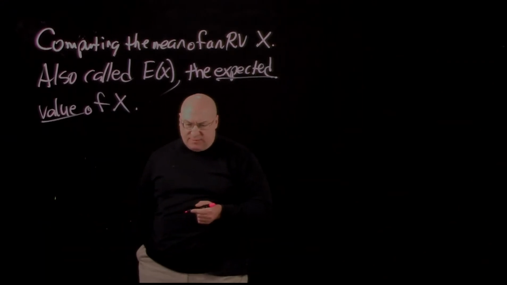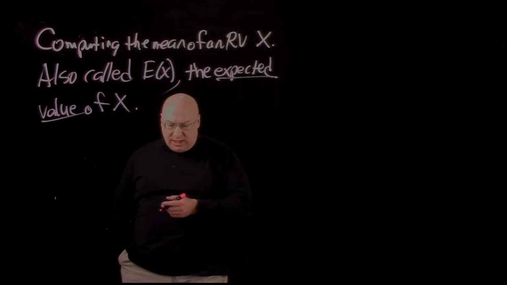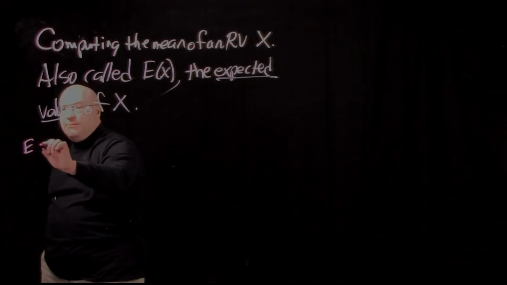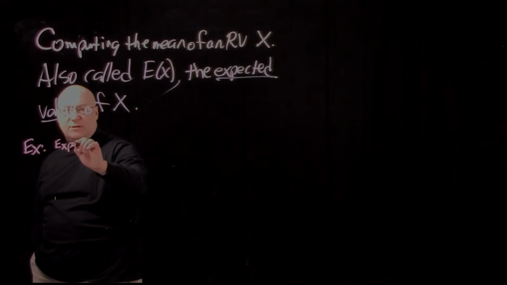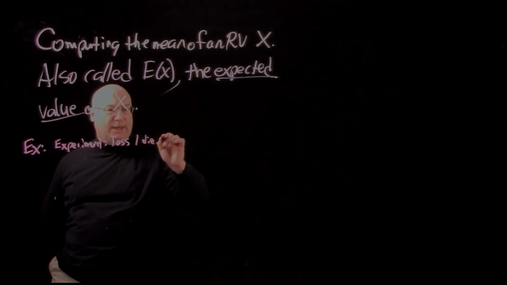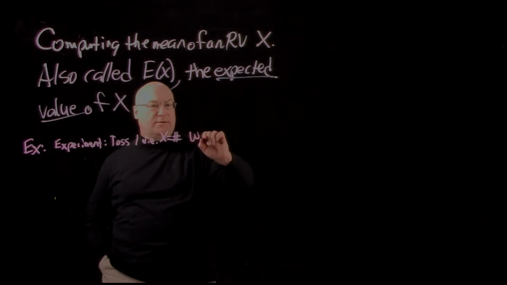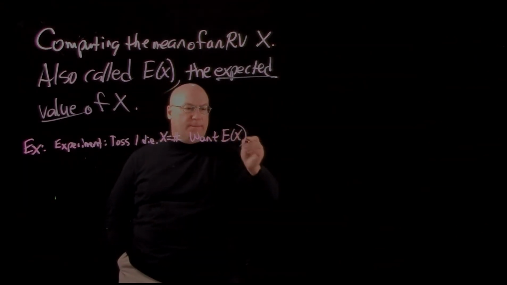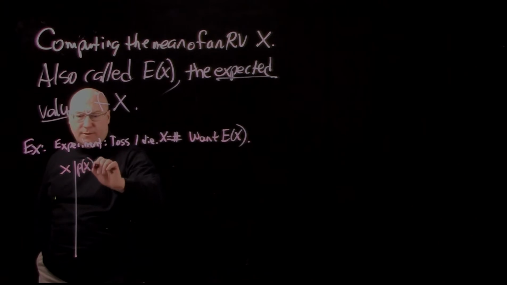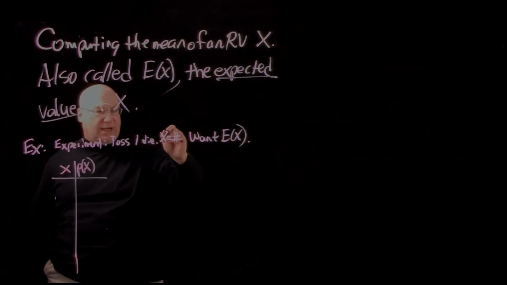Okay, and it's going to be a little bit clearer if we just immediately go into an example. So I say here, let X be the number facing up when we toss one fair die. We've done that before. Compute the expected value of X, and there I say that's the standard notation for the expected value, E of X. So we have an experiment: toss one die, X equals the number facing up. There's our random variable. We want E of X. What we're going to do is take the probability distribution chart for the random variable X.